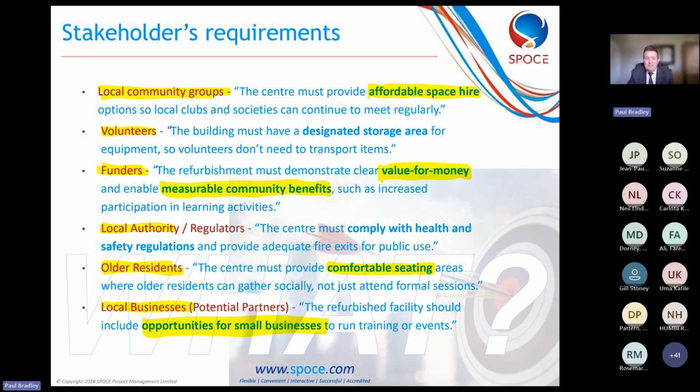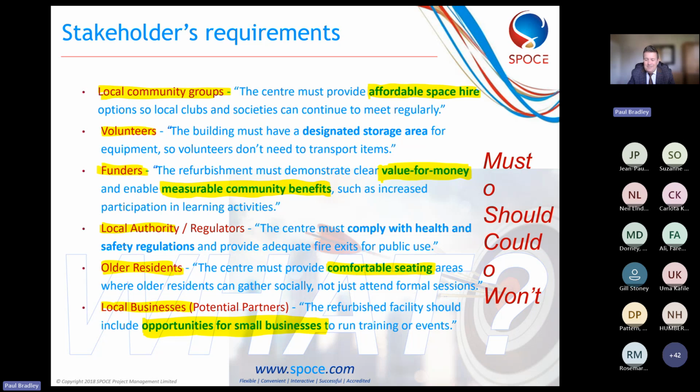So what do we do with all these requirements? Well, one way we can start to cut our cloth to meet our budget is using a technique called MoSCoW. Now, some may have heard of MoSCoW, some may not have done. It's widely used in agile environments where we prioritize stakeholder requirements.